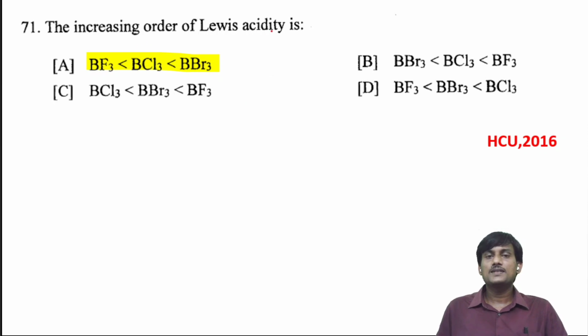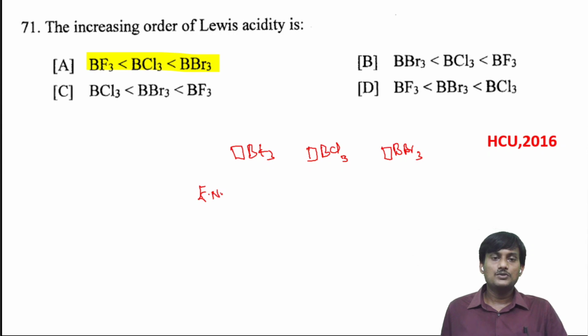The increasing order of Lewis acidity is. Okay, let's take the structure BF3. It has an empty orbital. BCl3 also has an empty orbital, and BBr3 has an empty orbital. Suppose you consider only electronegativity, fluorine is greater than bromine. So here the fluorine can withdraw more electrons, so there is more electron deficiency. If you consider electronegativity, the order should be BF3 greater than BCl3 greater than BBr3.